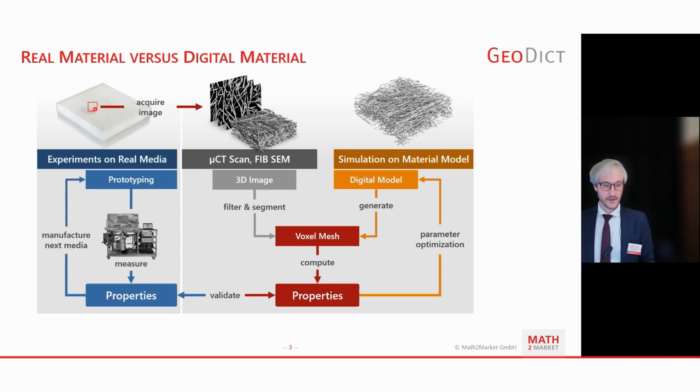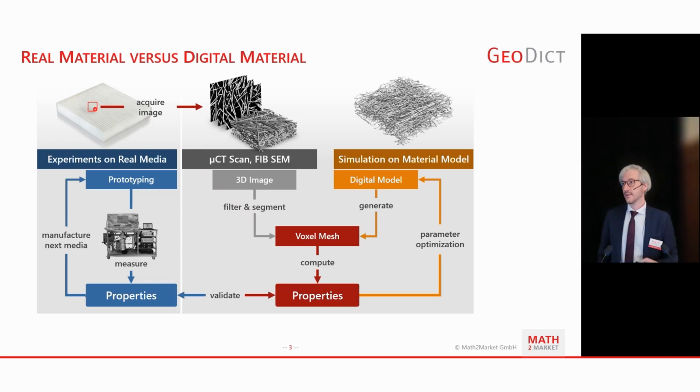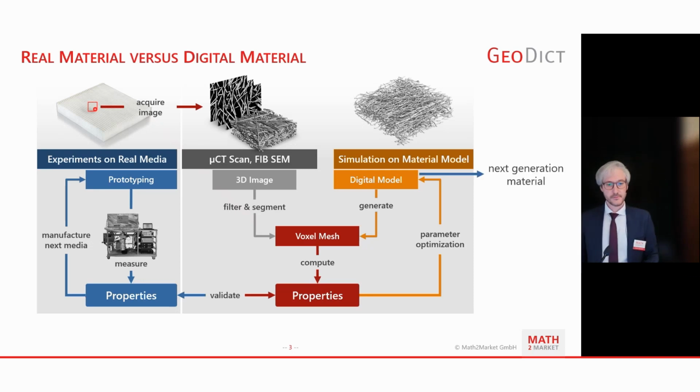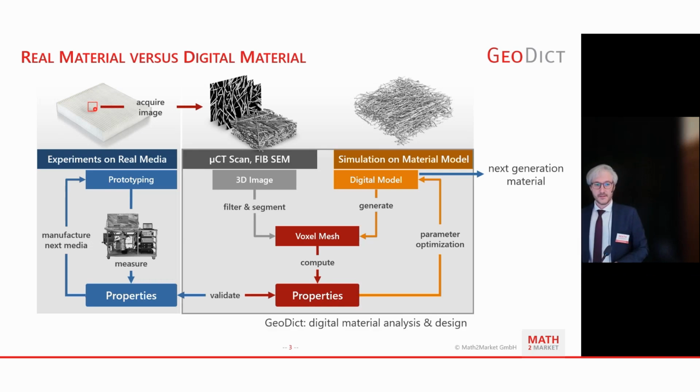But of course, what you do also needs to be validated. So you need a validation compared to your experimental result. This is also very important. And when you have done that, the digital model that fulfills your wanted properties then is your next generation material. And if you have ever asked yourself why we call Geodict the digital material laboratory, this is the answer.